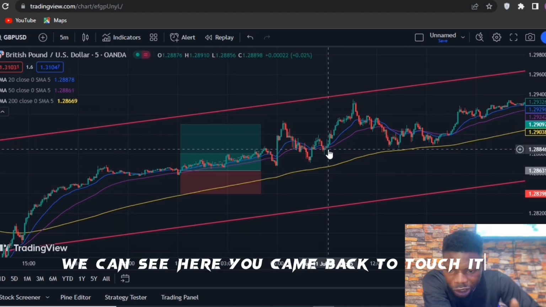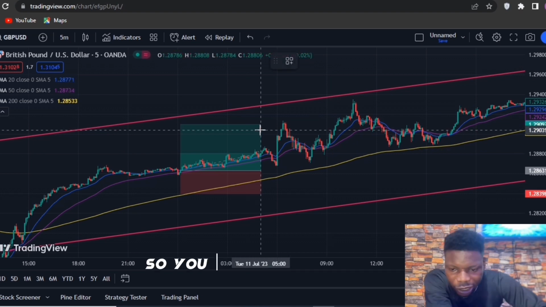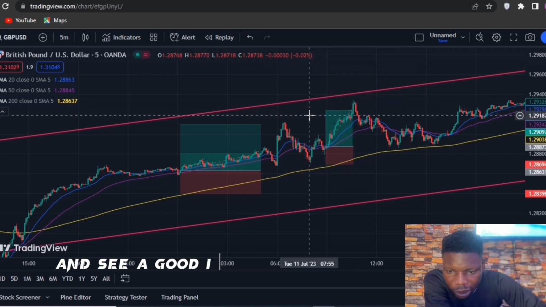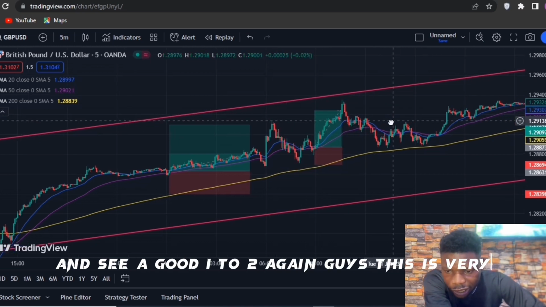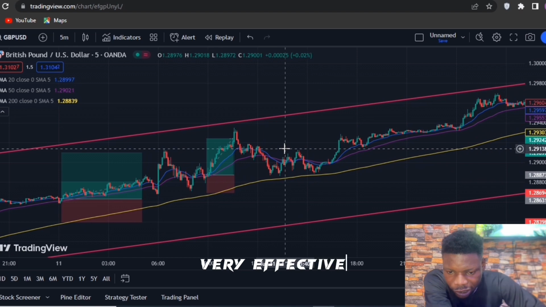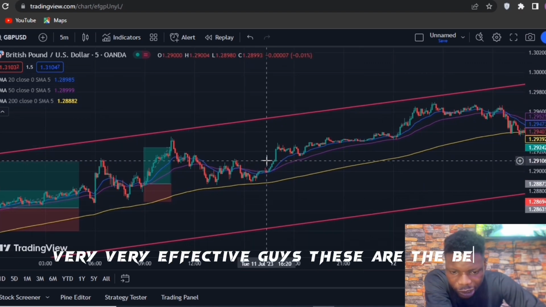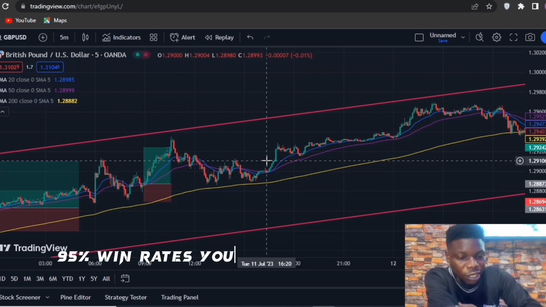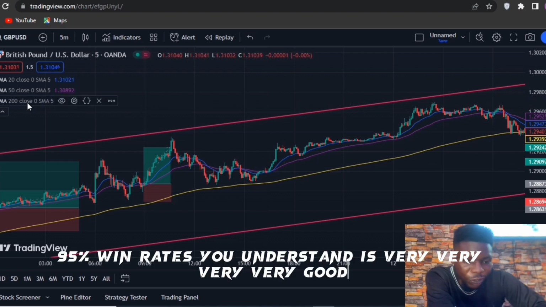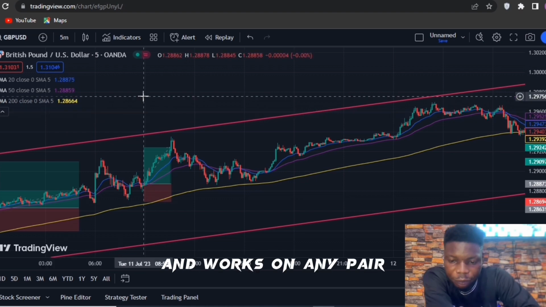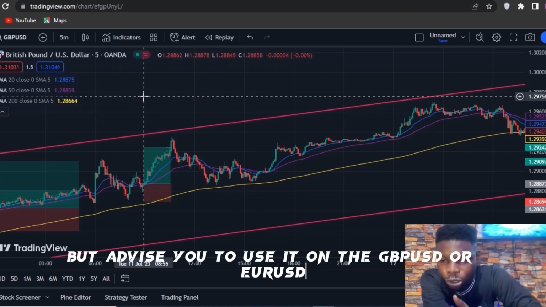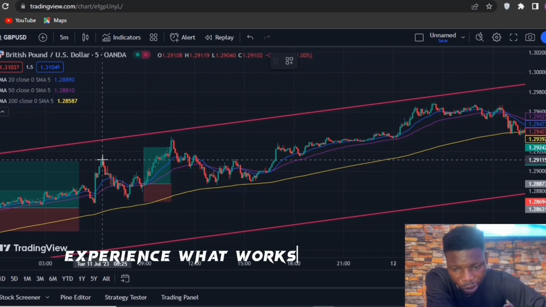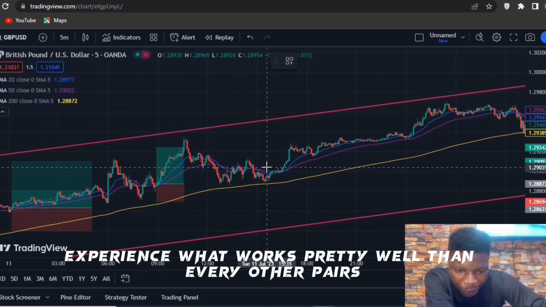You can see here, it came back to touch it, taking your trade. So you can see here again, a good 1 to 2 again, guys. This is very, very effective, guys. This is one of the best strategies I've ever created. 95% win rate, you understand? It's very, very good, and it works on any pair. But I advise you to use it on the GBP/USD or EUR/USD. That's based on my own experience, but it works pretty well on every other pair.